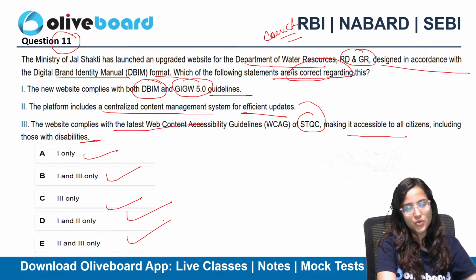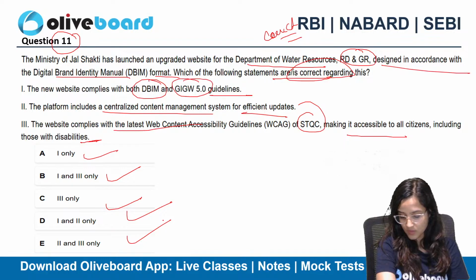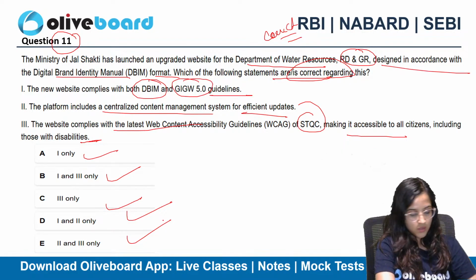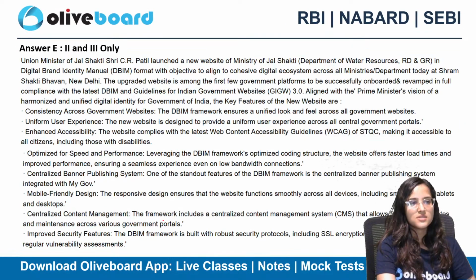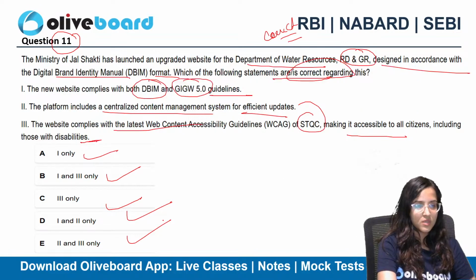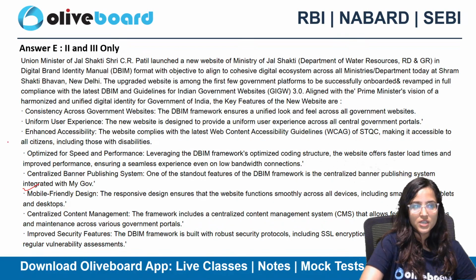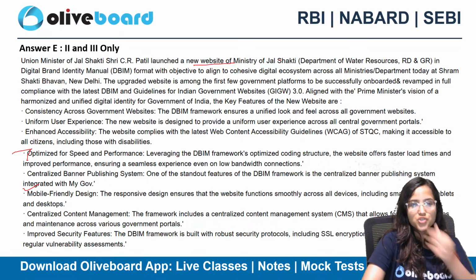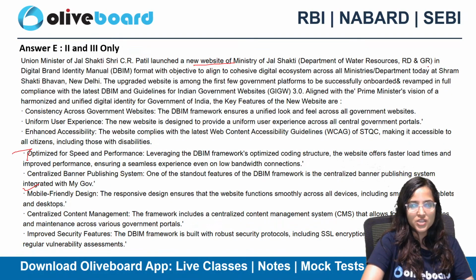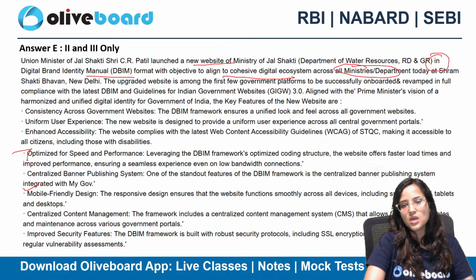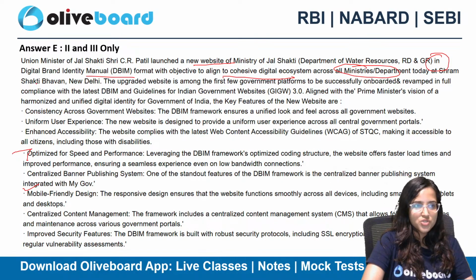Rahul is saying E, 2 and 3 only. Anyone else? So the answer is 2 and 3 only. E, absolutely correct. Rahul, very good. Only you have given me the answer and that too correct. So Union Minister of Jal Shakti, Shri C.R. Patil, launched a new website of Ministry of Jal Shakti, Department of Water Resources, RDNGR, in digital brand identity manual format with objective to align to cohesive digital ecosystem across all ministries and departments today at Shram Shakti Bhavan, New Delhi.